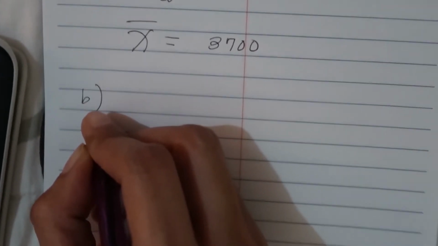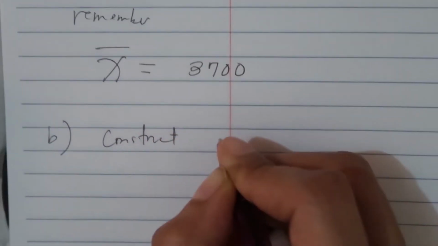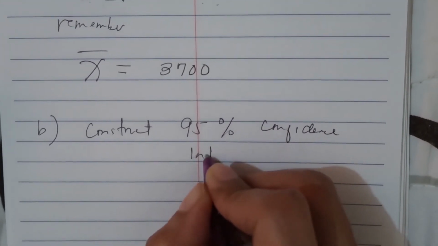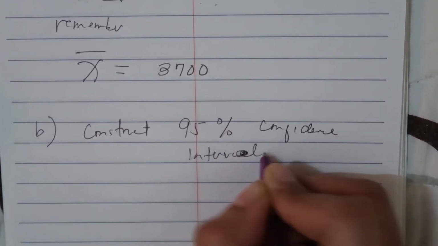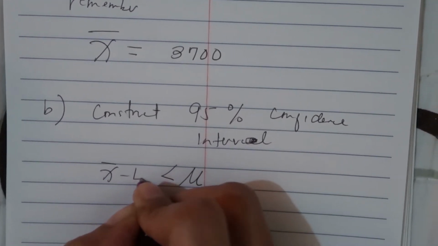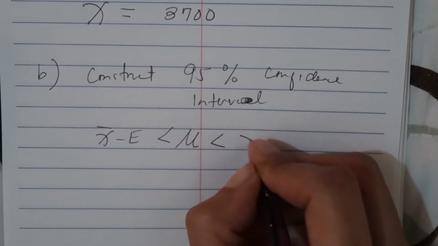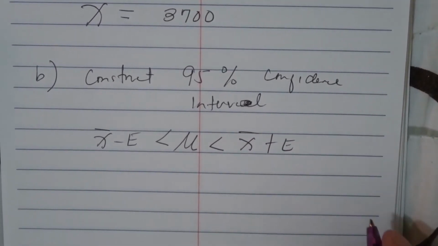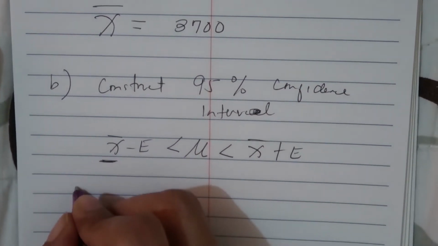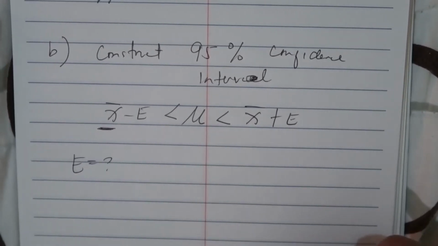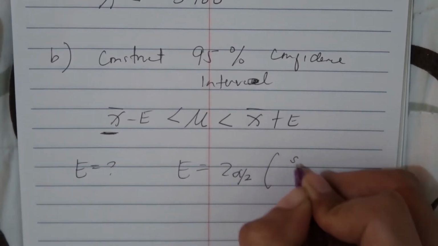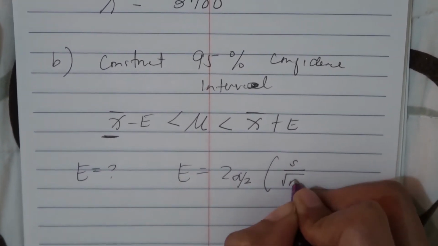Next, letter B, construct a 95% confidence interval. So same thing. Mu is greater than the sample mean minus E, but less than the sample mean plus E. We already have the value of the sample mean, which is 3,700. So what is missing? E. We need to solve for E. So E is equal to Z alpha over 2 multiplied by S divided by the square root of n.